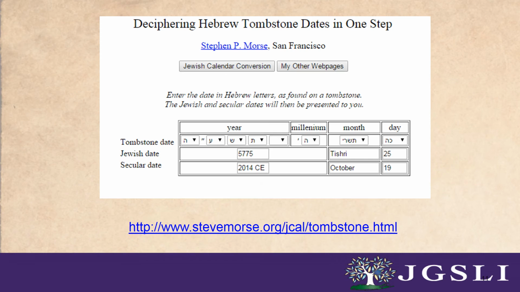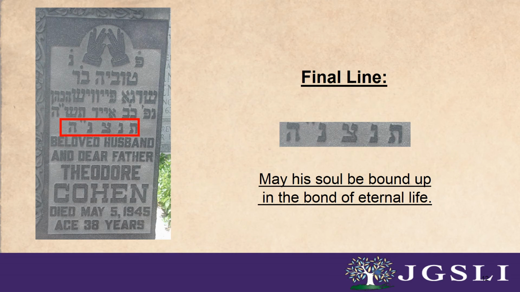Confusing? Well, now that you know what's behind the date, here's a simple way to do the conversion without any knowledge of Hebrew. Steve Morse has a Hebrew date conversion calculator where you can choose the matching Hebrew letters from drop-down menus and determine the Gregorian equivalent date. Steve also has a one-step Hebrew to English transliteration tool on his website, and I'll give you another option in a minute. Finally, you may see on the bottom of the stone the letters in Hebrew that are an abbreviation for the Hebrew phrase, "May his soul be bound up in the bond of eternal life."